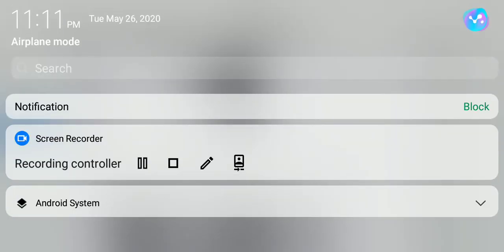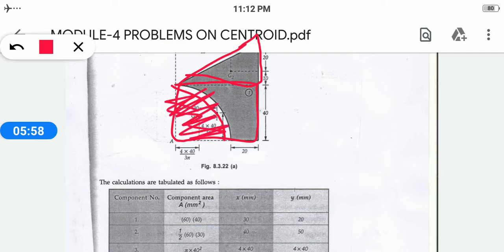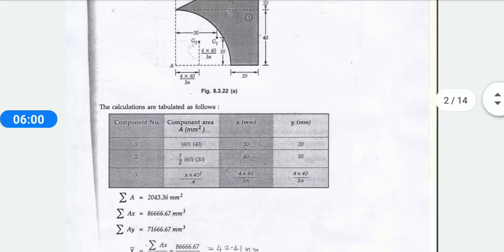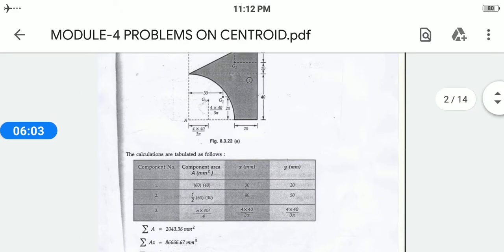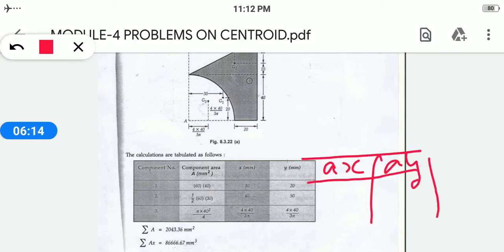In this diagram, you can see that they had separated it into one triangle, another one rectangle, and the other one a quadrant. This part, which has to be deducted, that means it has to be minus, this portion has to be in minus. So when you make the table, you have to put another column like components, component area, that is A. Then you have to find AX and AY simultaneously. Here they had not given it, but you add it.